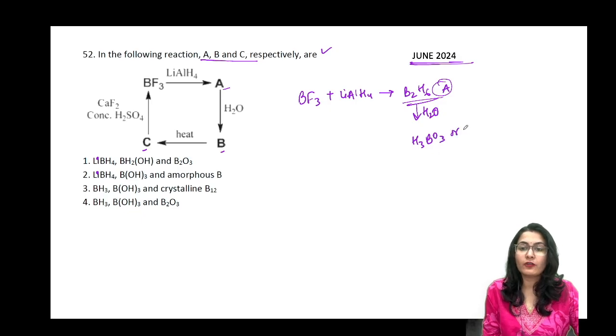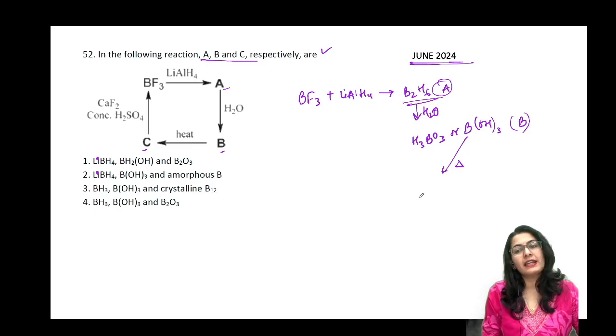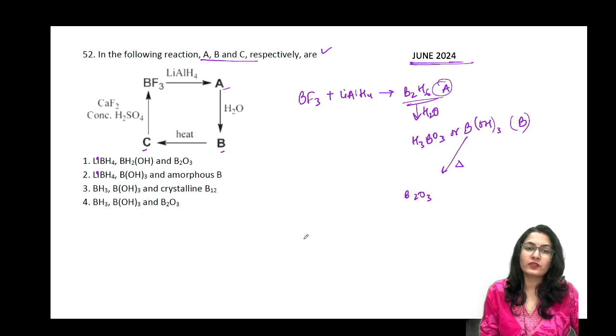You write it like this or you write it like this. This is going to be B. When you heat the orthoboric acid, what do you get? If there's a metal or an alkali, you get the metaborates. But if you're directly heating, you will just simply get the boron oxide, trioxide. So this is going to be C.